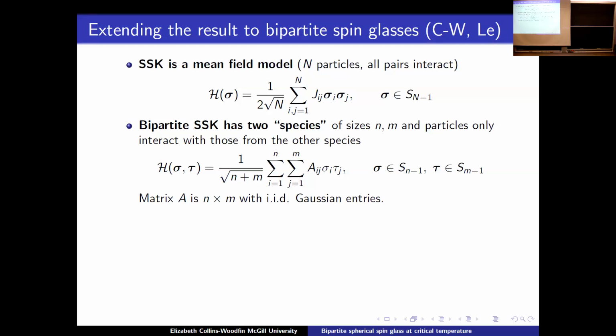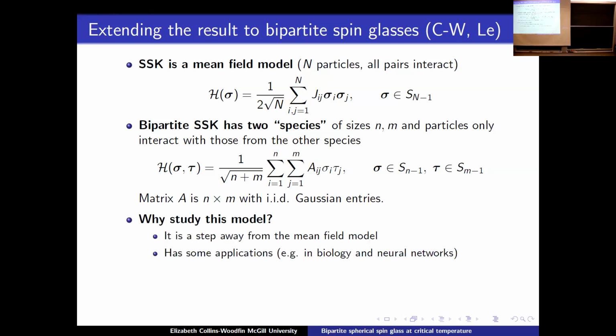So instead of having this one vector, we now have two vectors. This one will be on the sphere in n dimensions, and this on the sphere in m dimensions. Then we're summing over pairs of particles from the two opposite species, and they have these interaction coefficients. Again, the interaction coefficients are still independent Gaussian random variables, but now this matrix will be rectangular, depending on the sizes of the two species. Okay, so that's the setup.